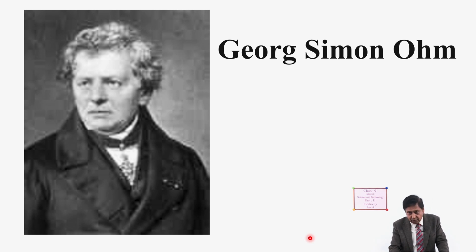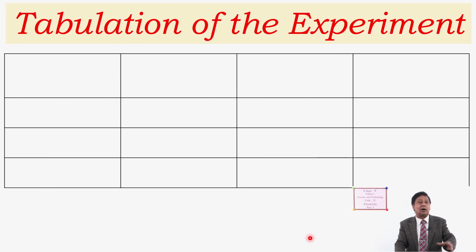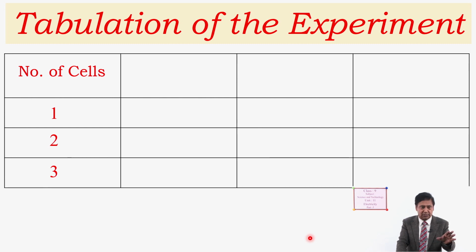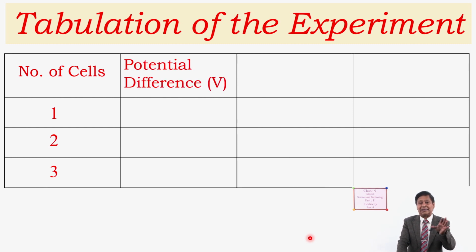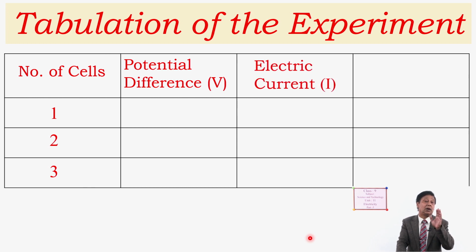That's why I now want to make a table of our observations from the previous circuits: what was the value of current, and what was the value of potential difference. We are going to tabulate all of them. Look at this. The first column is the number of cells. First we used one cell, second we used two cells, third we used three cells. And for each case, what was the value of potential difference? All are noted down here.